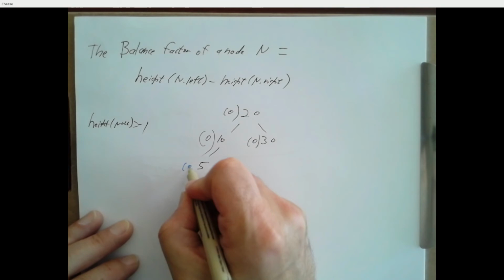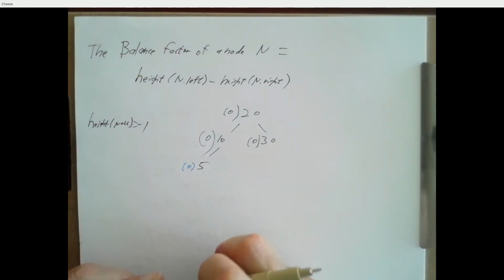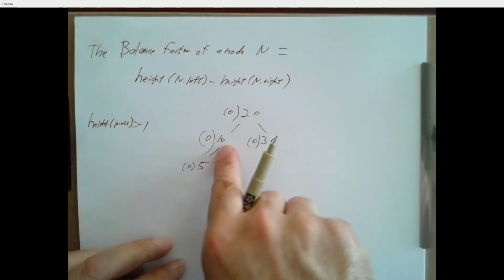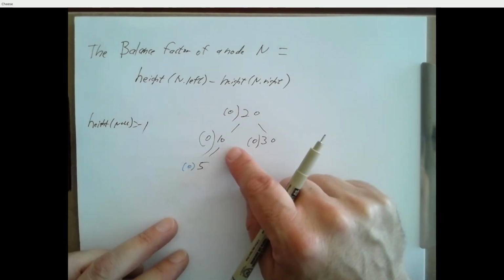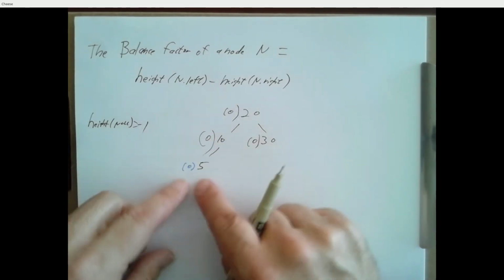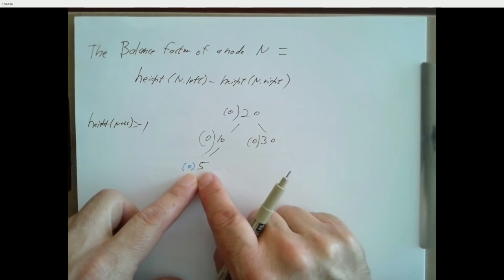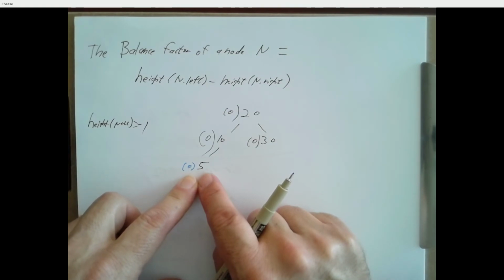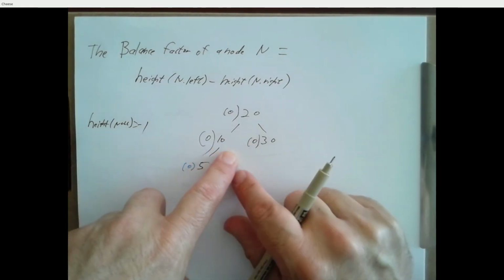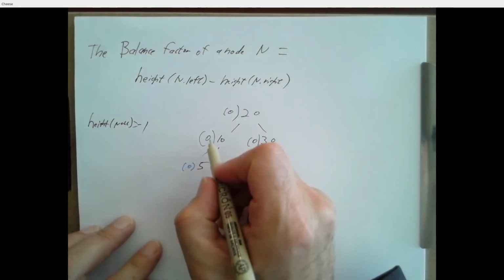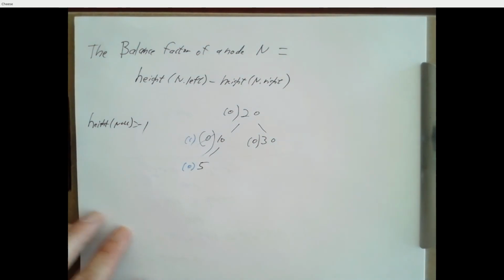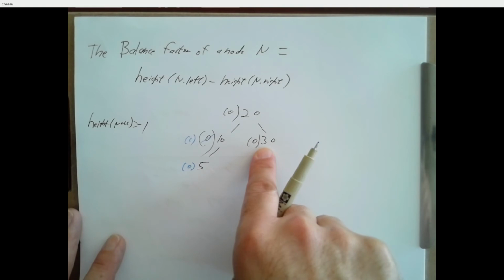So any leaf node's always going to have a balance factor of 0. What about the 10? What's the balance factor here? It's 1. The left subtree of this is a node containing just a 5, and the height of a tree with just a root is 0. The right subtree is null, that's -1. So 0 minus -1 is 1. That's got a balance factor of 1. This has still got a balance factor of 0 because it's a leaf.